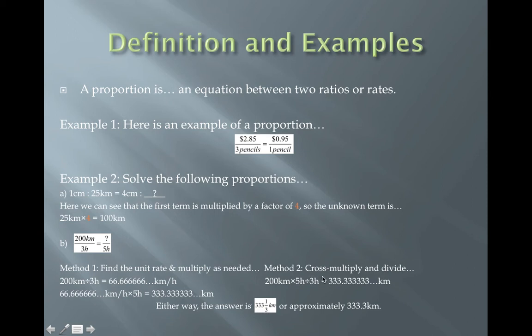So the other way is to cross multiply and divide. Whenever you're taking a look at a proportion and you're looking to find an unknown part, you can cross multiply across the diagonal the two quantities that are known and divide by the third one. So that's 200 times 5 divided by 3. That's how you can get 333.3 repeated kilometers. So either way we get the same answer. Both are acceptable. You choose a method that you prefer.